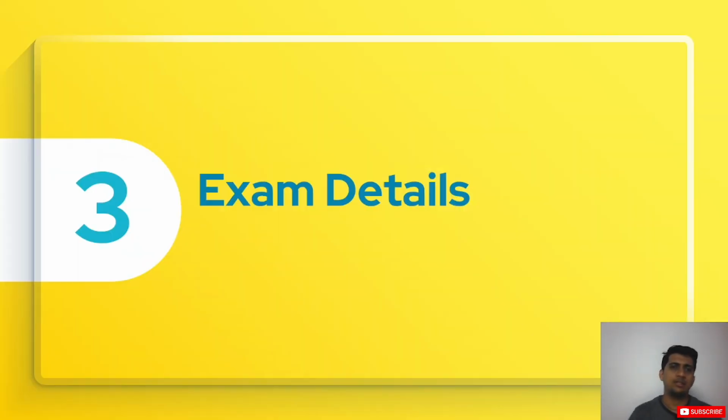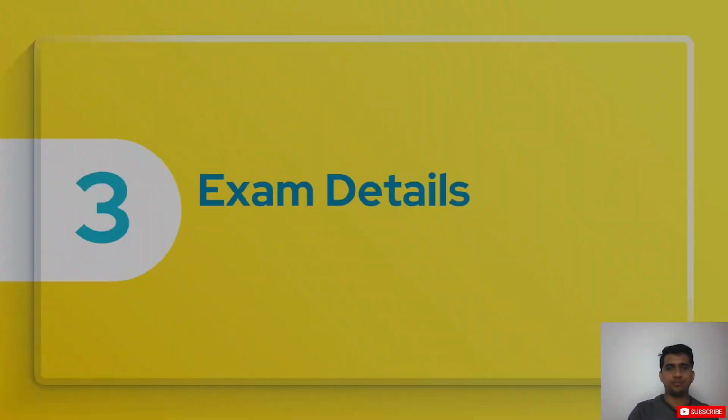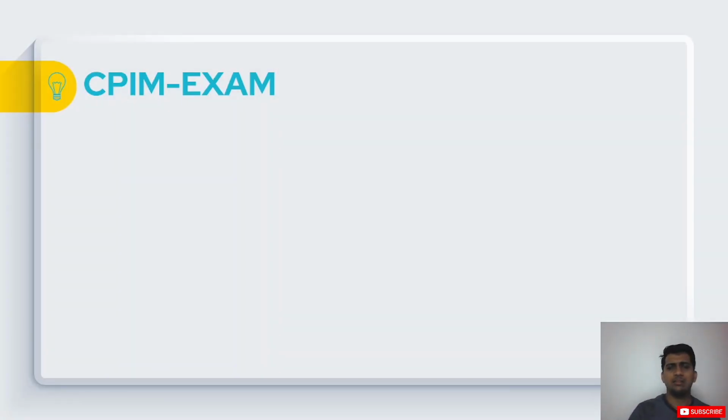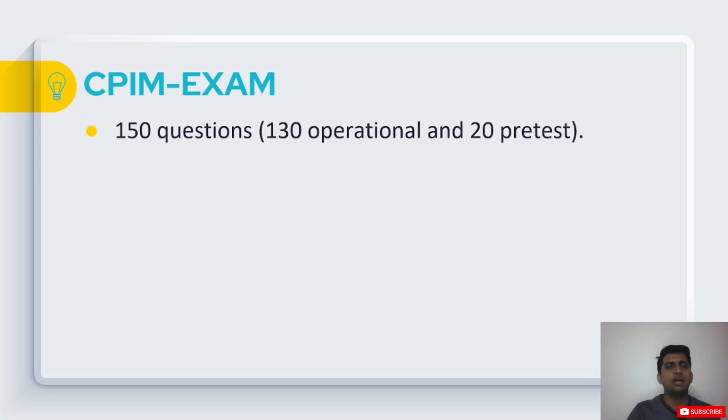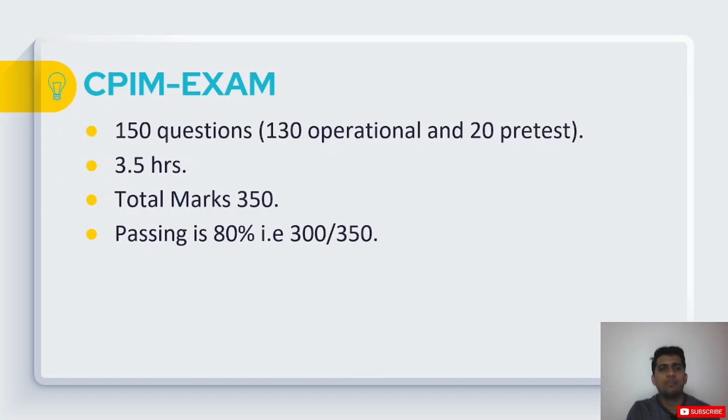Hello everyone, welcome to this video. In this video we'll be discussing exam details for the CPM exams. First thing, the CPM is in two parts. The first part has a different exam, the second part has a different exam, and both exams have 150 questions: 130 operational questions and 20 pre-test questions. The exam will be 3.5 hours, with a total of 350 marks, and the passing mark is 80%. That's a big thing.